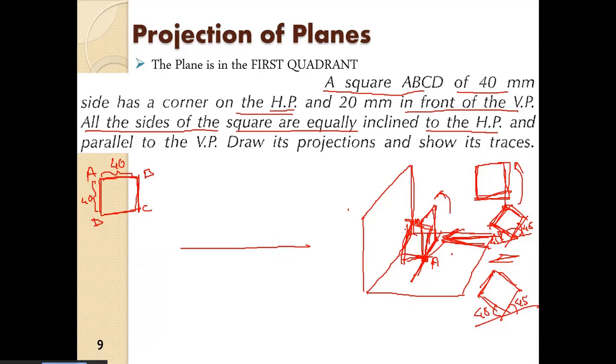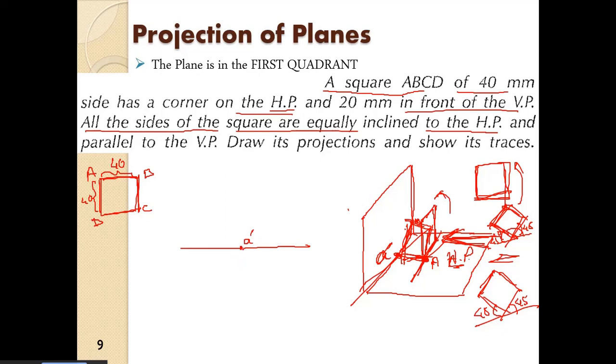So if you see from the front view, the point A is on the horizontal plane. So it will be projected directly on the line XY. On the line XY, so this is A dash. This is the front view, so this will be the front view A dash.